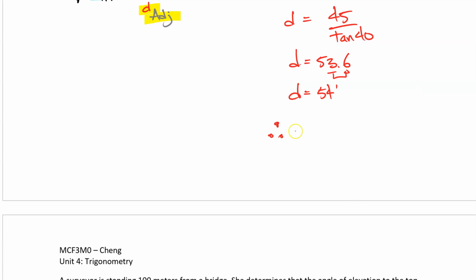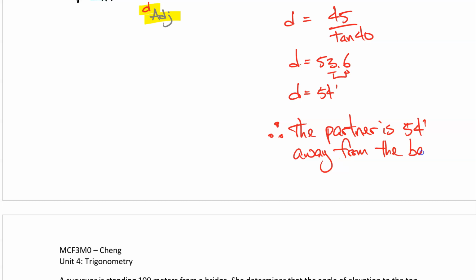Therefore, the partner is 54 feet away from the base. And that base meaning the foot of the fire tower.